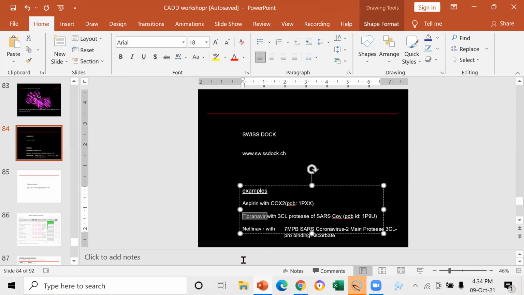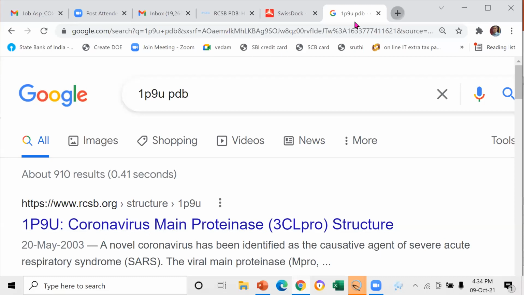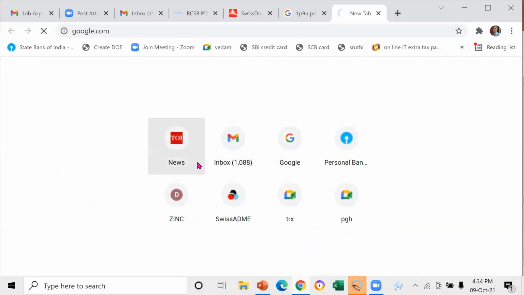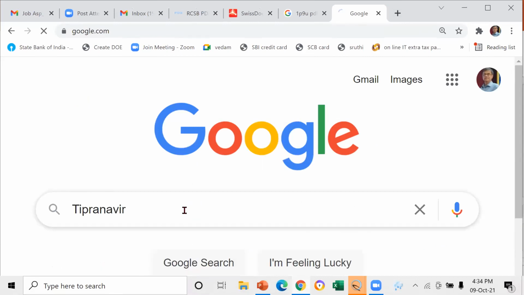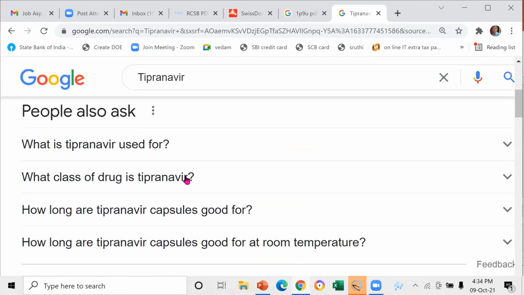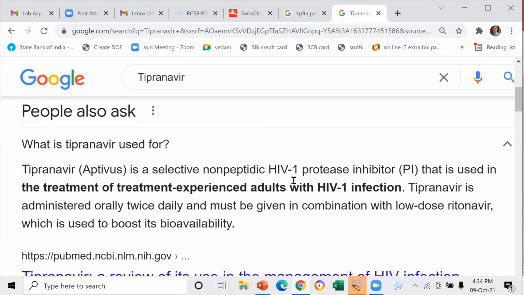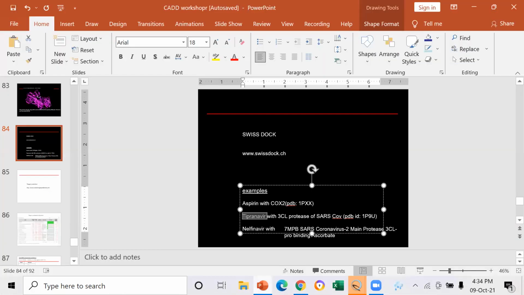This was also tested against SARS-CoV in the past year. You must have heard about its name. Many old antivirals were tested. Tripinavir, you can see, is a selected non-peptide, and it's used for HIV also. So I did that, tripinavir and 1P9U.